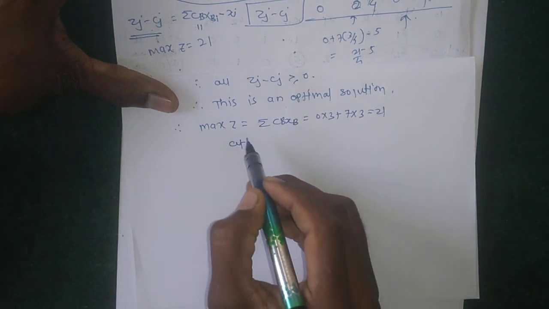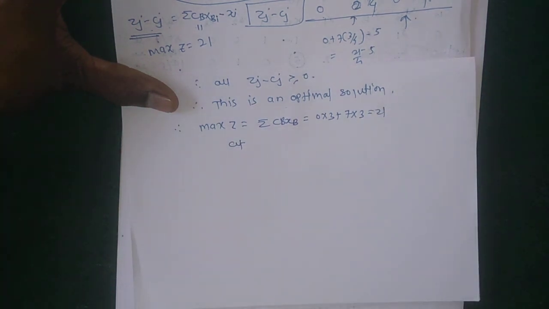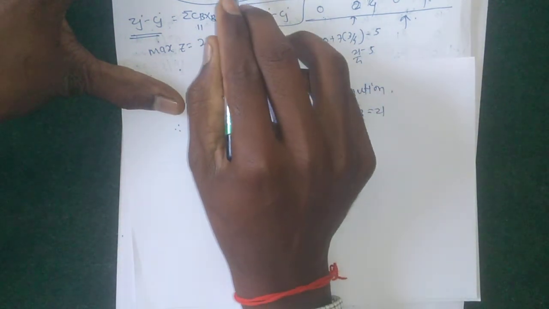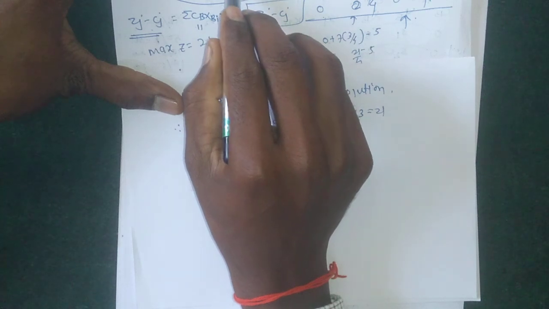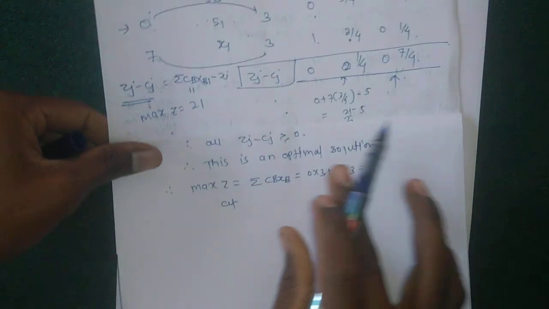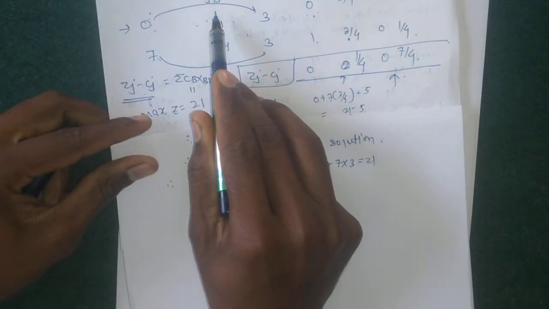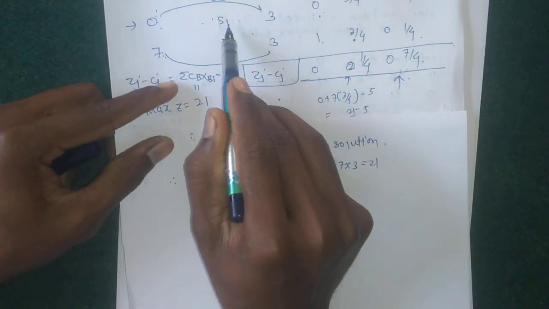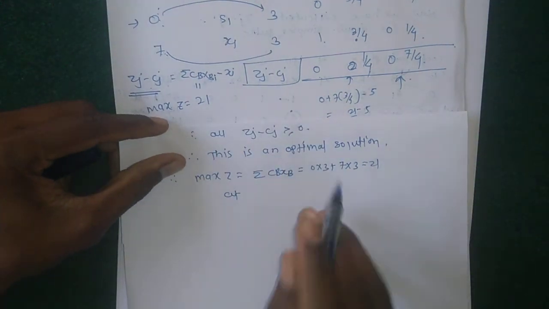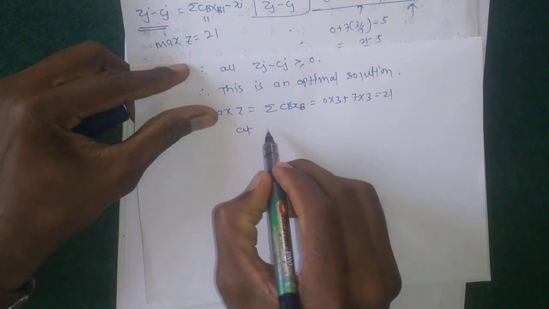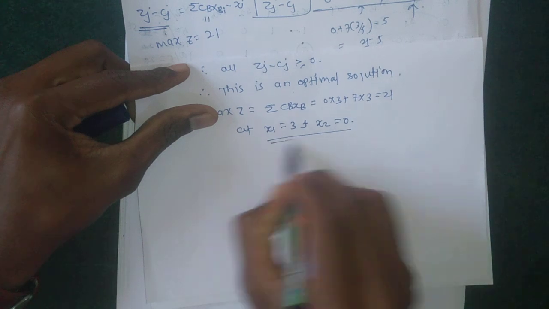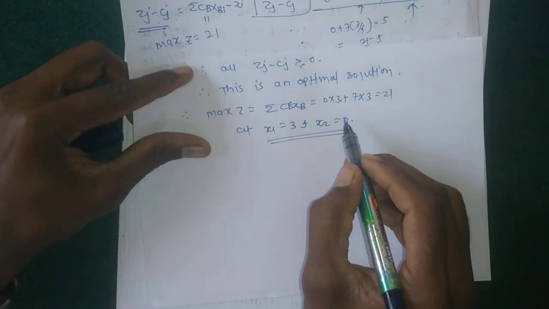And at what point? At xb, the optimal solution. Here x2 is not in the basic variables, so in the yb column x2 is not here, which implies that x2 has value 0. Okay, so therefore at what value? x1 is equal to 3 and x2 is equal to 0. This is our optimal solution. Okay.